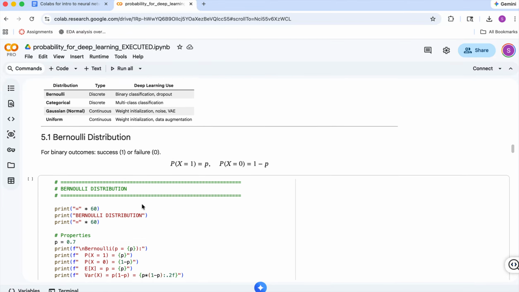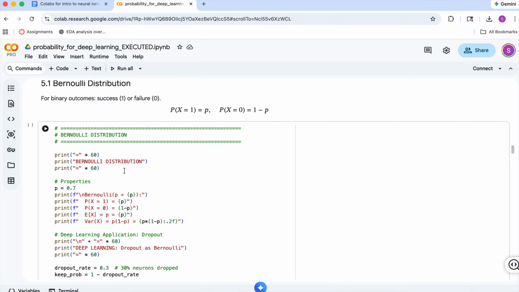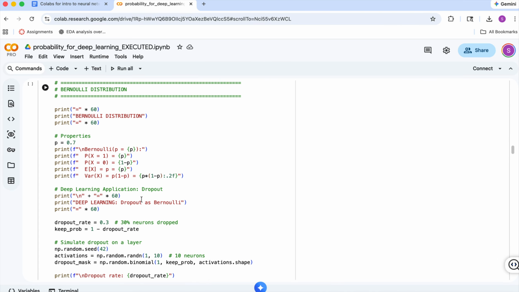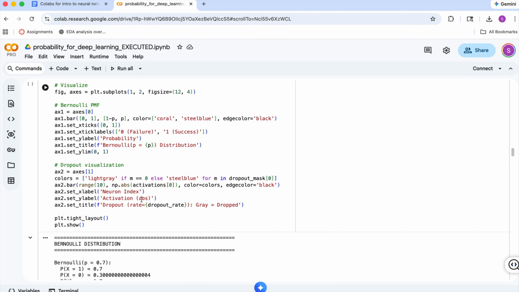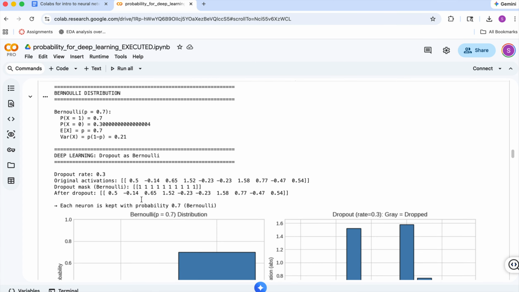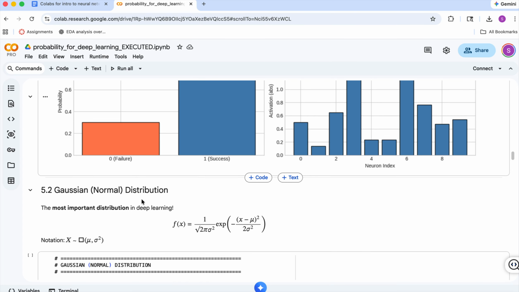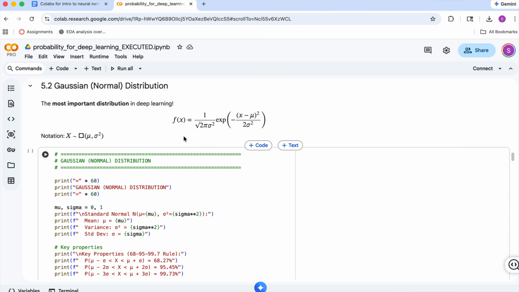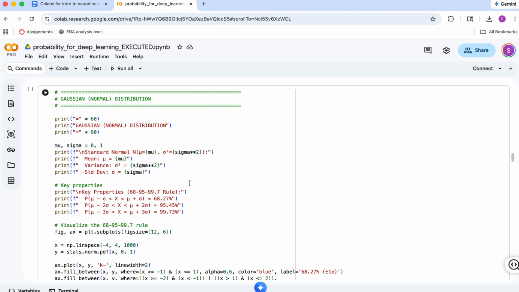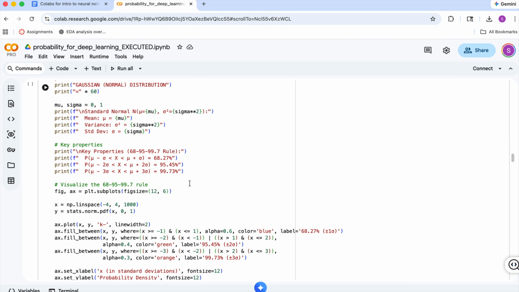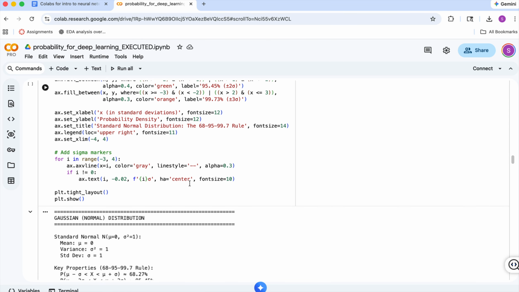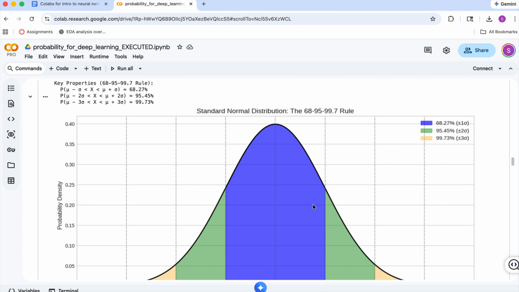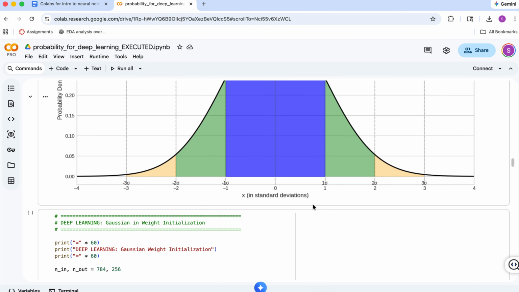In the next cell, I introduce the Bernoulli distribution, which models any binary outcome like a coin flip or a neuron firing. And here are the outputs. Next is the Gaussian distribution. This cell introduces the Gaussian distribution as the most important continuous distribution in deep learning. This is the normal distribution and its standard deviation.